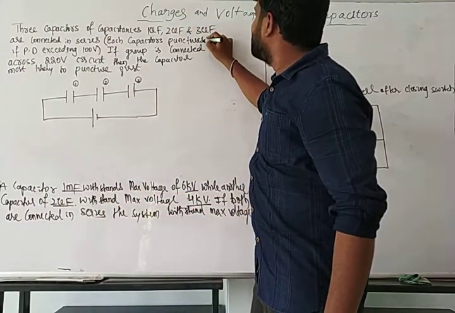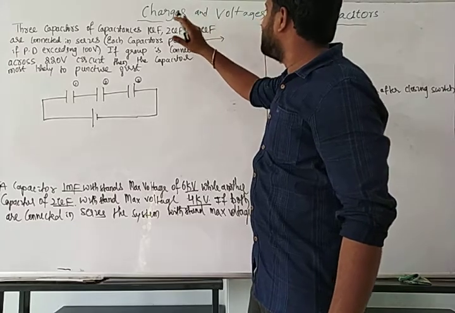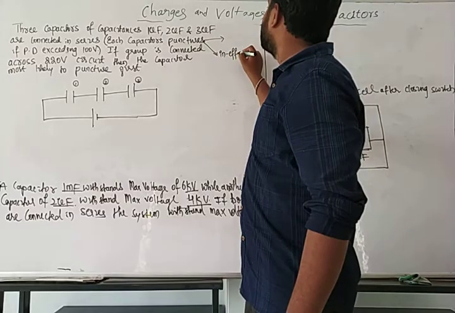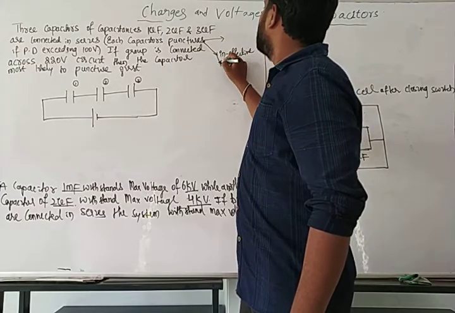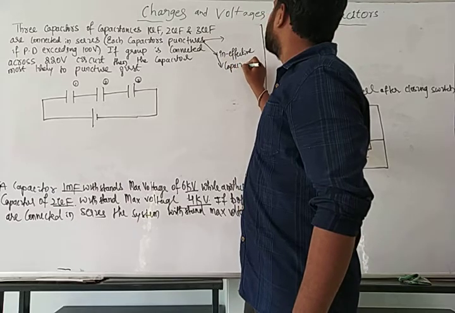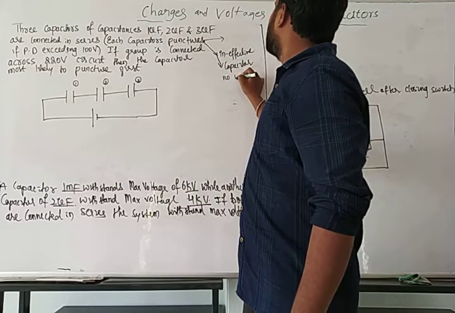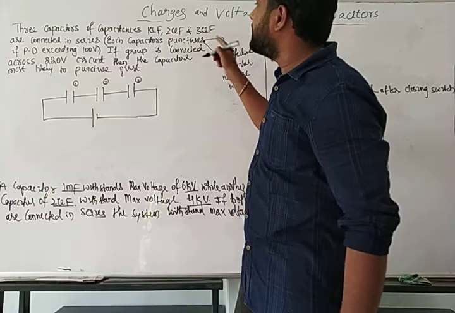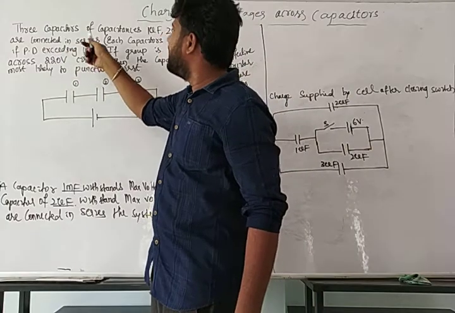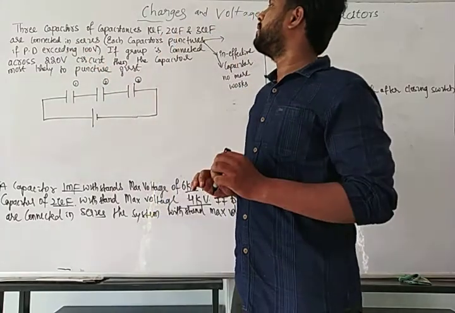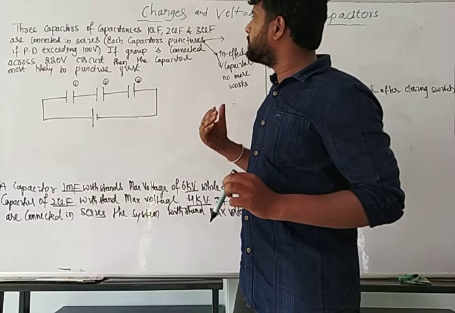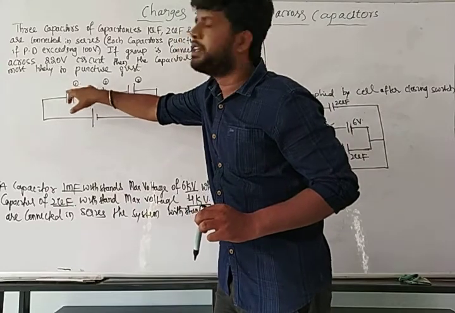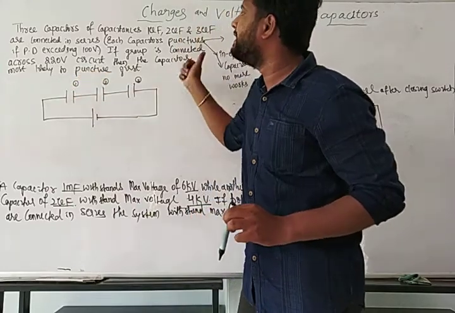The puncture here does not refer to what we see in our daily life. Here it refers to ineffectiveness, or the capacitor no more works. There is no more working of the capacitor whenever the potential difference exceeds 100 volt. Remember this point. If the potential exceeds 100 volts, the capacitor will not be able to work in that circuit. It will be eliminated, it will become ineffective.